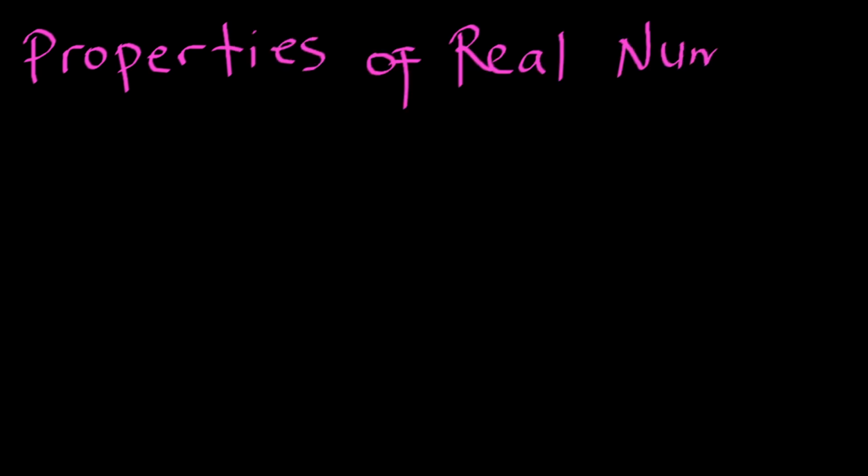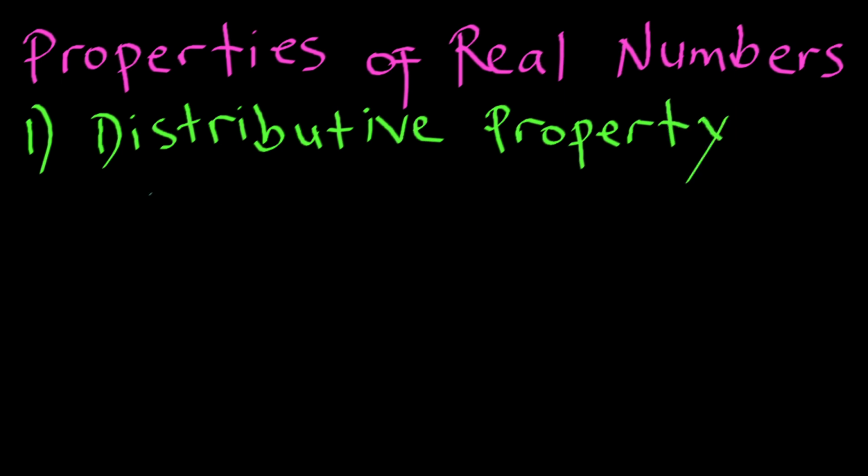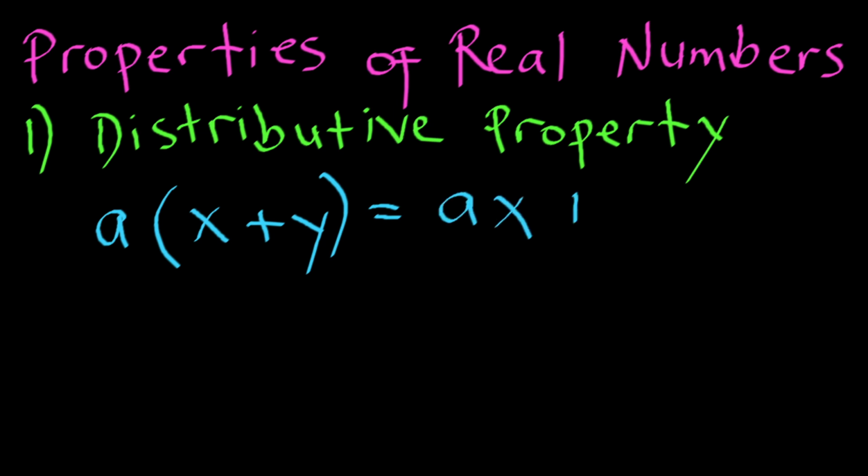Another skill na kailangan nating matutunan before tayo makapag-simplify ng mga algebraic expression ay ang pag-apply ng mga properties of real numbers. So, first, meron tayong distributive property. Ang sinasabi lang dyan, kung meron tayong a multiplied by the quantity x plus y, yung a pwede nating i-distribute since the word is distributive. Pwede nating i-distribute yung a sa lahat ng elements na nasa loob ng parenthesis or bracket. So we have ax plus ay.